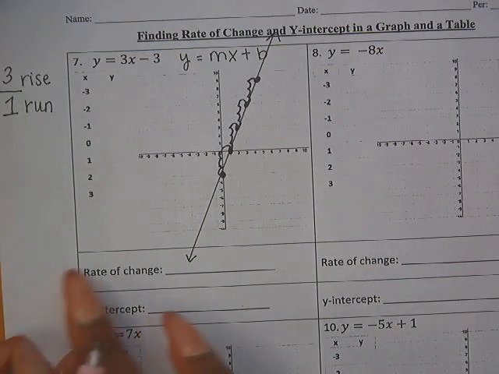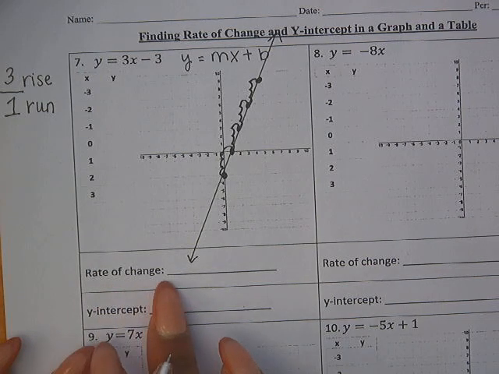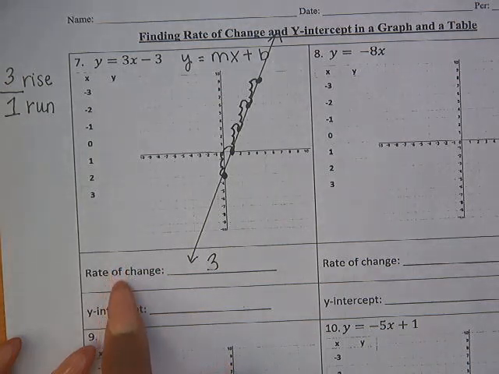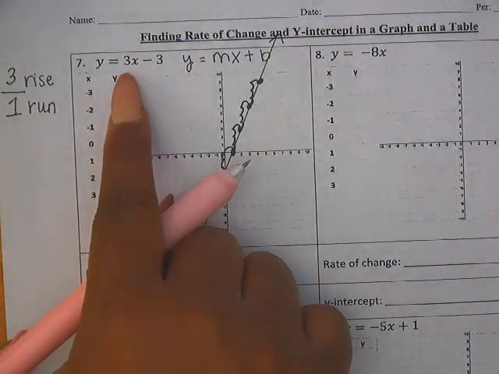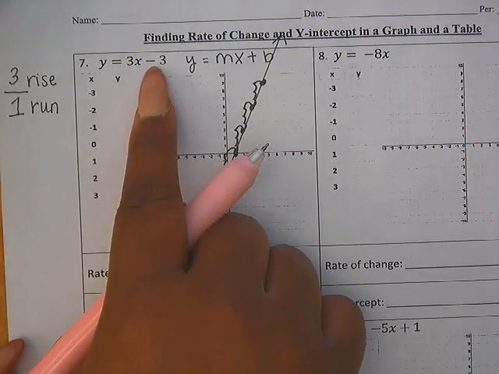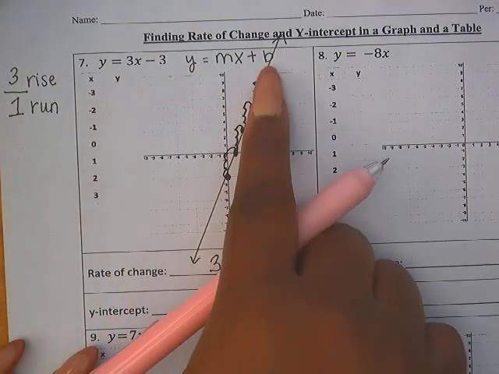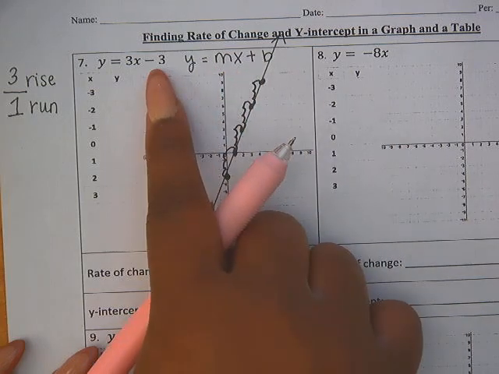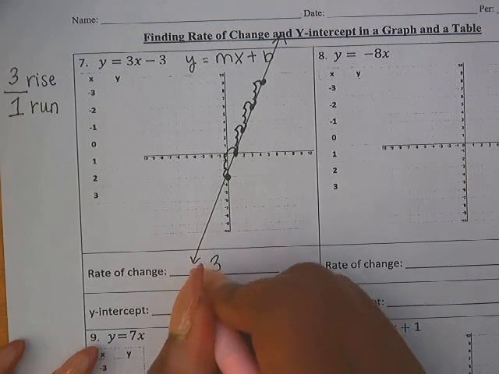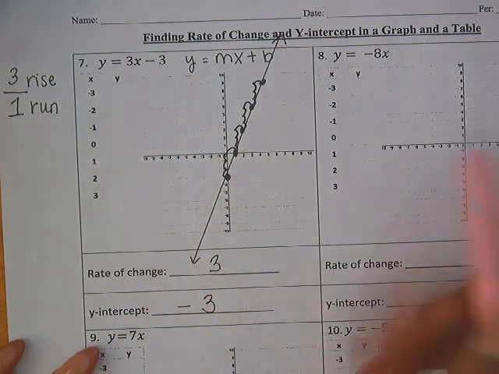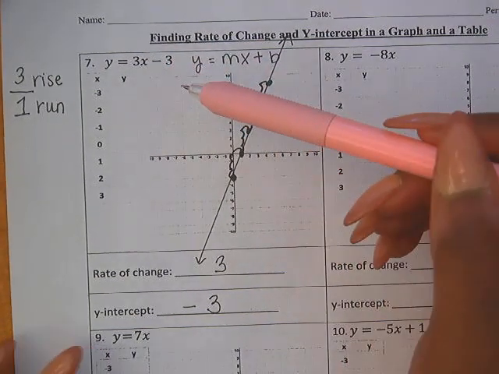So now we can answer the questions. What is the rate of change? The rate of change is 3 because rate of change is the same as slope. The y-intercept is -3 because it represents the b in y equals mx plus b. B is the y-intercept. The y-intercept is -3. So now let's fill in our table.